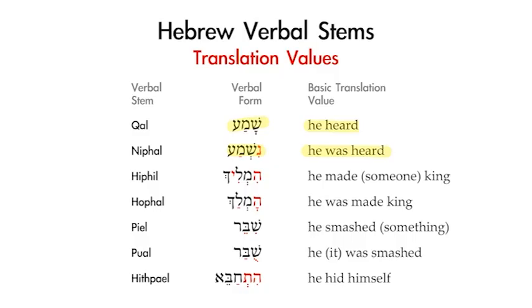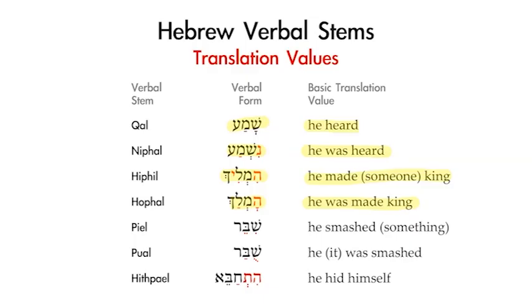Next, we move to 2 causative action verbs. The hifil, which is himlik, translated as he made someone king. And then homlak, the hofal passive causative, he was made king. So you can see here in the hifil and the hofal the causative nuance with the translation made in each example. He made or caused someone to be king. He was made or caused to be king.